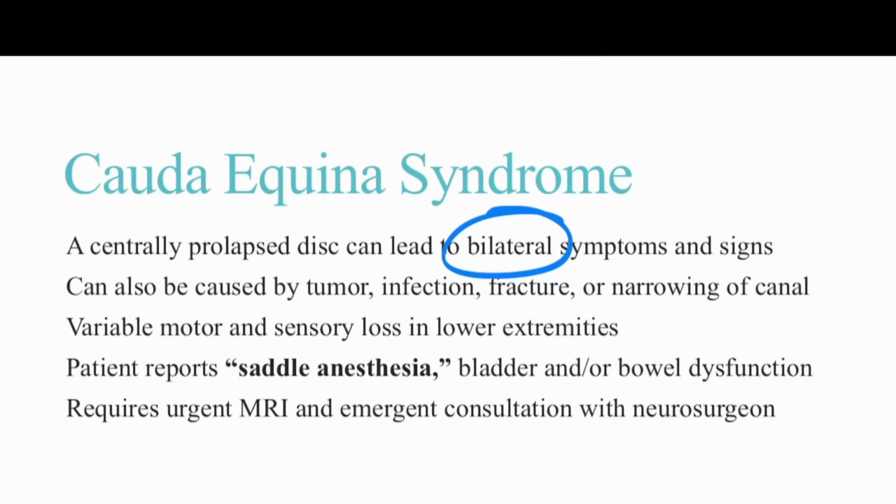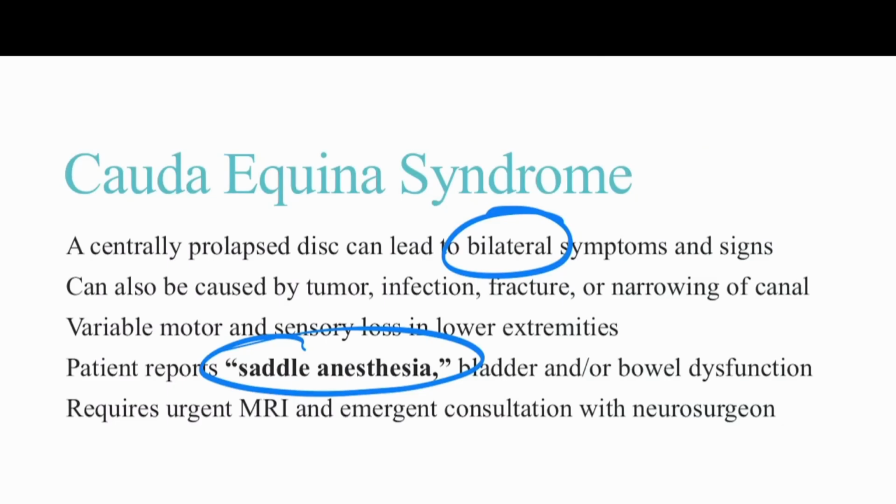Variable motor and sensory loss in the lower extremities, but this is the important one. It's called saddle anesthesia. If you ever rode horses and you get off the horse, your butt hurts for a little bit, gets a little numb for a little bit. That's what it's going to feel like. That's why I call it saddle anesthesia. In the groin area on both sides, it's going to feel numb, it's going to hurt. They may also have some bladder or bowel incontinence.